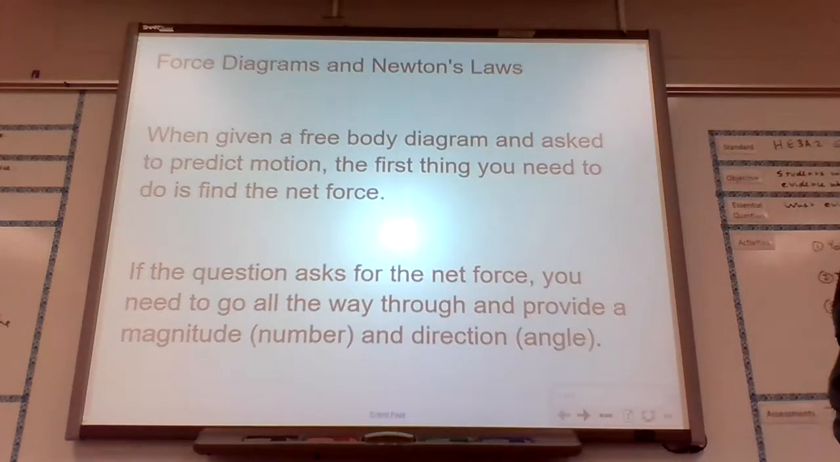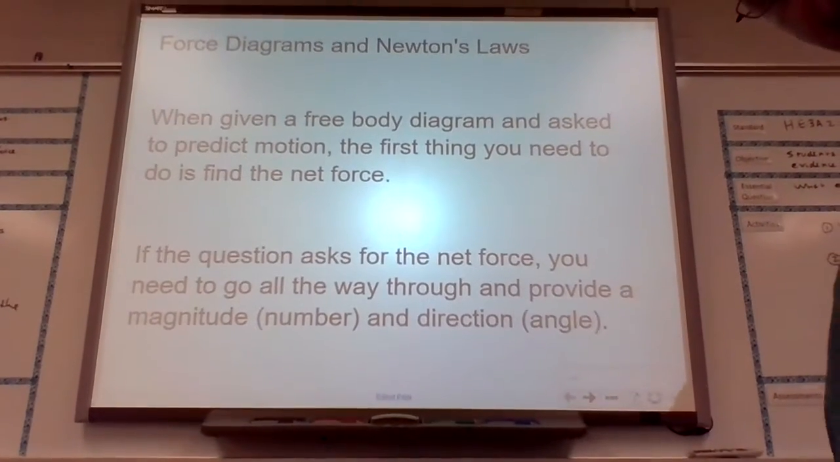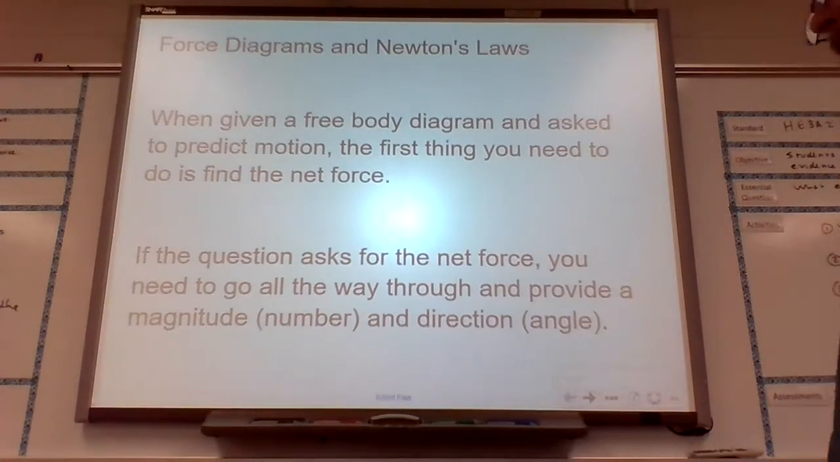This week's focus is on the math skills that are associated with this particular unit. And the first thing we'll address are those free body diagrams, net forces. We'll do a few more of those, and we'll look at how those net forces can be used to predict the future motion of an object.